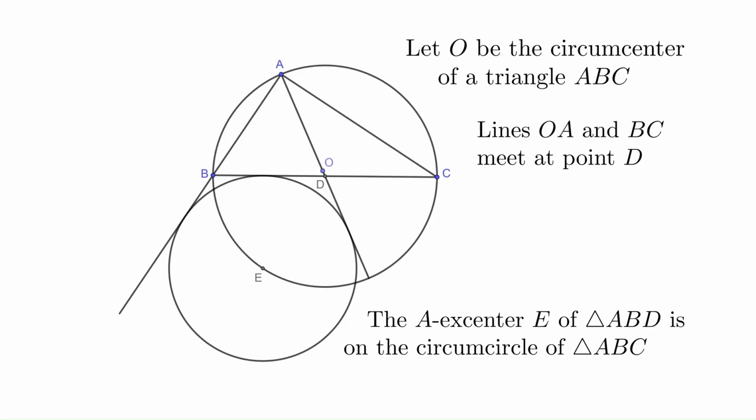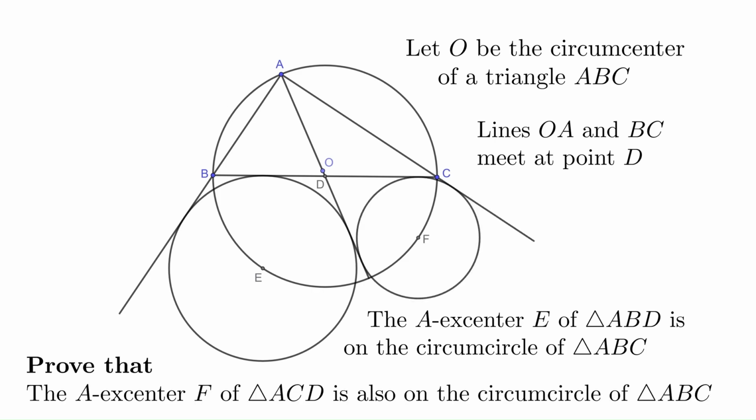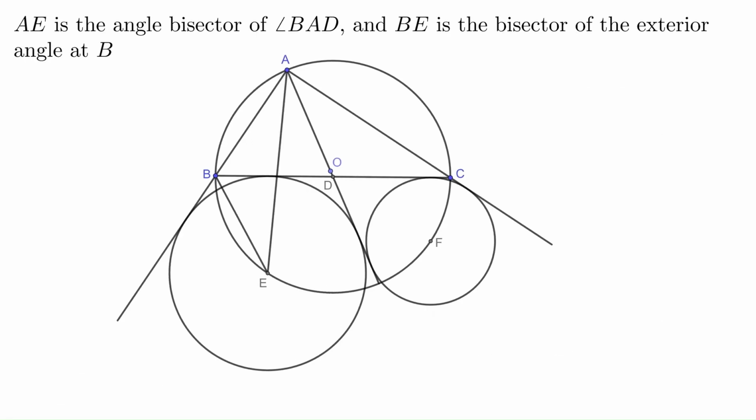The A-excenter E of triangle ABD is on the circumcircle of ABC. Prove that the A-excenter F of triangle ACD is also on the circumcircle of triangle ABC. An excenter is the intersection of the angle bisectors of an interior angle and two exterior angles. There are a lot of angle bisectors, so naturally, this is a problem of angle chasing.